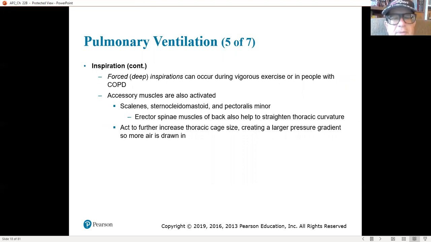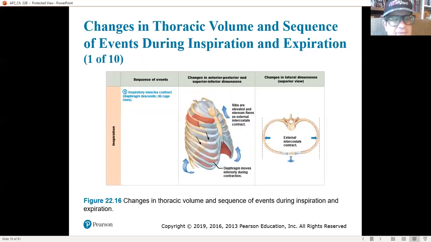Inspiration, forced or deep inspiration. That's what happens with exercise or people with COPD. Accessory muscles are activated. We're using the scalenes, the sternocleidomastoid, the pec minor. You can straighten the back of the thoracic curve. These things will increase the thoracic cavity and make a bigger gradient so you can pull air in. All right. So that's forced inspiration.